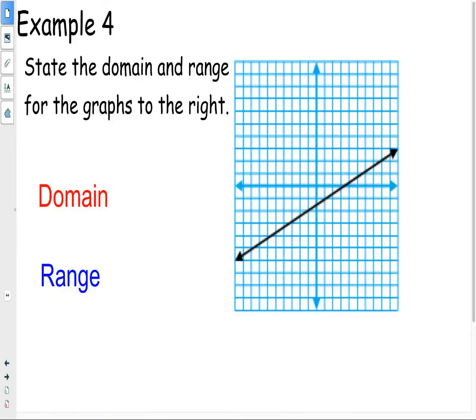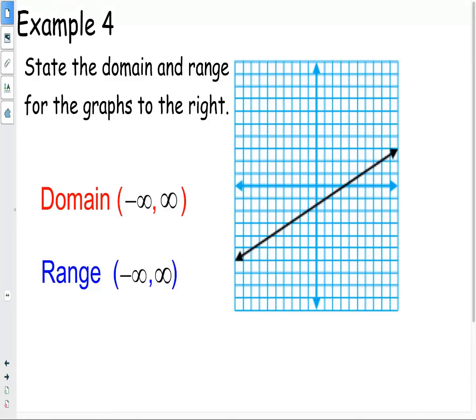Domain and range. Let's go ahead and try out example 4, first graph. Hopefully you would have seen that you're at negative infinity, positive infinity for your domain, as well as being at negative infinity, positive infinity for your range.